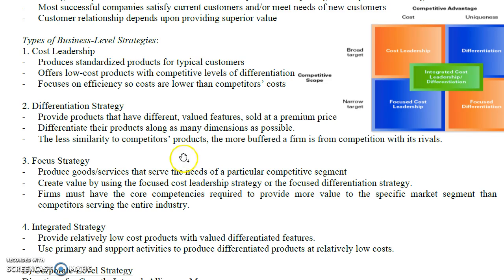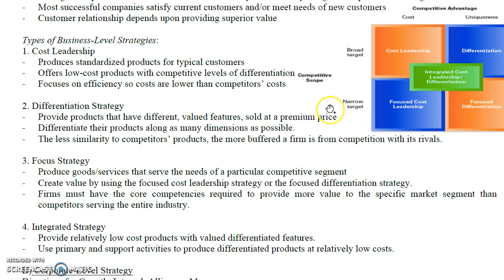The less similarity to competitors' products, the more buffered a firm is from competition with its rivals. The less similar, the more differentiated from competitors' products, the more profits a firm can gain, and the more safe from competition with its rivals.